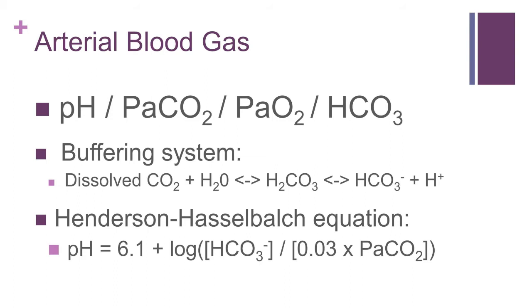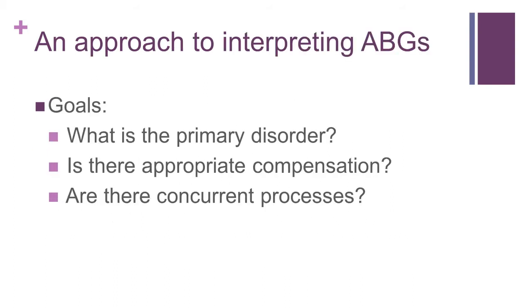As CO2 climbs, pH becomes more acidic. As CO2 decreases, pH becomes more alkalotic. As bicarb rises, pH becomes more alkalotic, and as bicarb falls, pH becomes more acidic. It's easy to get lost and confused by all of these numbers, so when interpreting ABGs, it's important to have a systematic approach. The goals of the approach will be to determine what the patient's primary underlying disorder is and whether or not their body is appropriately compensating. There should also be an assessment of whether or not there are additional secondary acid-base disorders occurring.